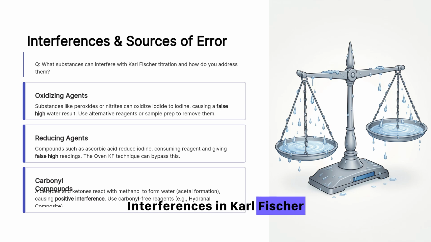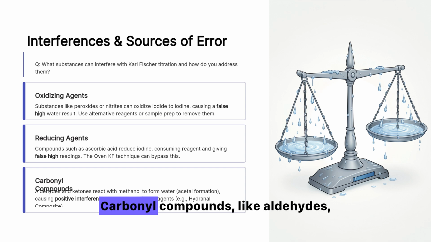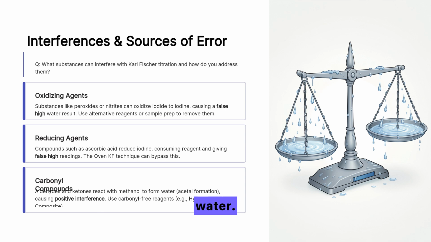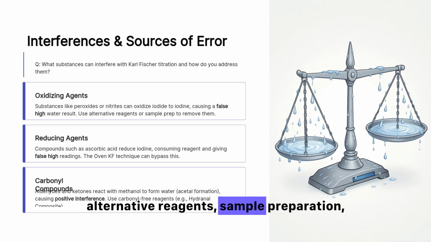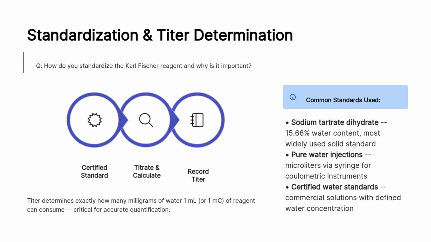Interferences in Karl Fischer titration include oxidizing agents like peroxides, which can cause false high water results. Reducing agents, such as ascorbic acid, also interfere by consuming iodine. Carbonyl compounds, like aldehydes, react with methanol, forming water. Address these by using alternative reagents, sample preparation, or techniques like the oven Karl Fischer method.